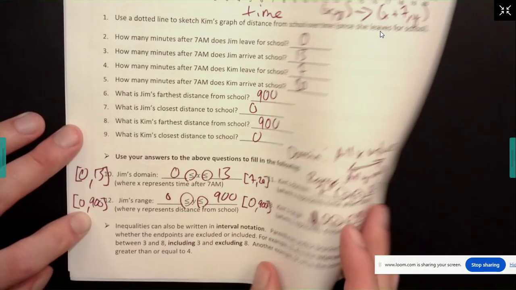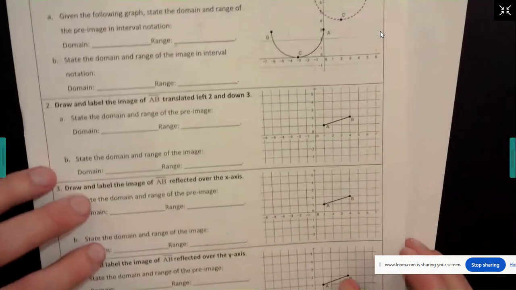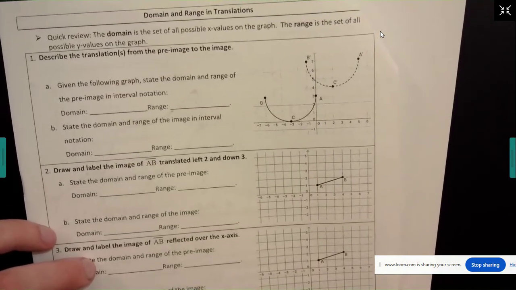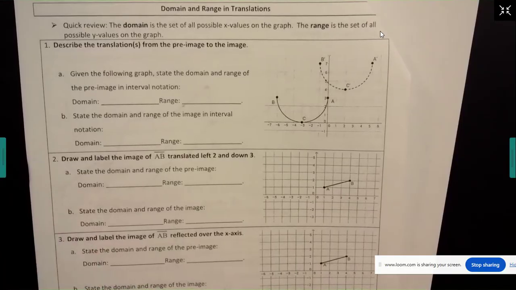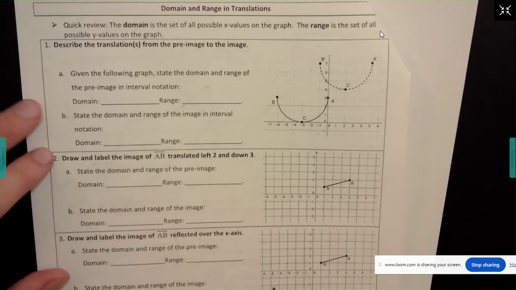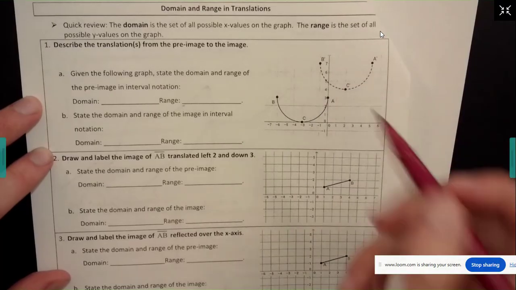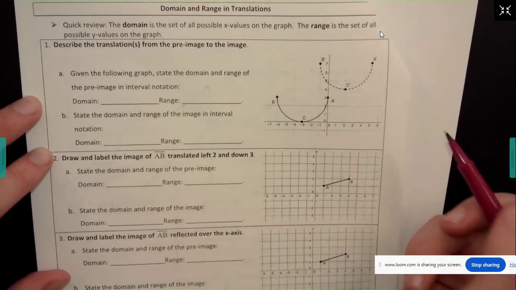We'll flip the page over. Flipping that page over. Let me get it sorted out. Cool. So it says, given the following graph, state the domain of the preimage in interval notation. I know this is the preimage because I don't have these little apostrophes, A prime, B prime, C prime. So I know this is the preimage.